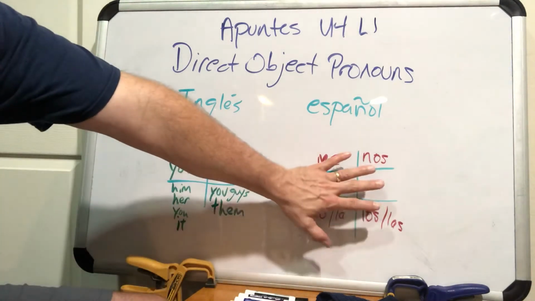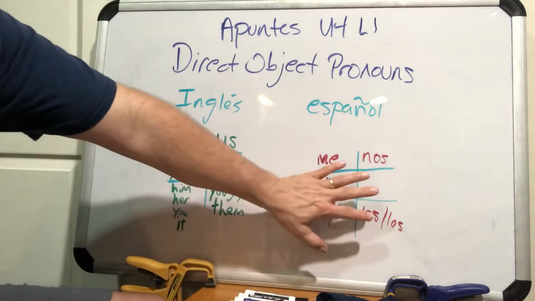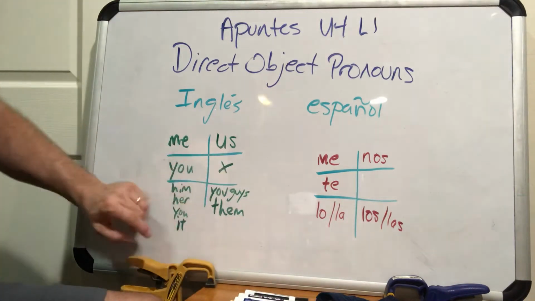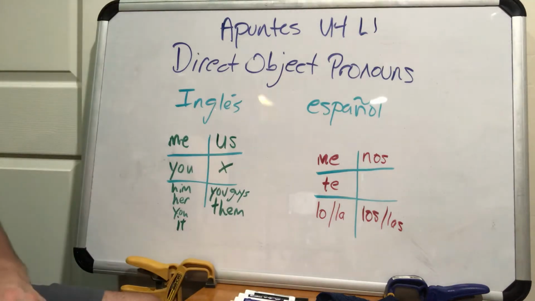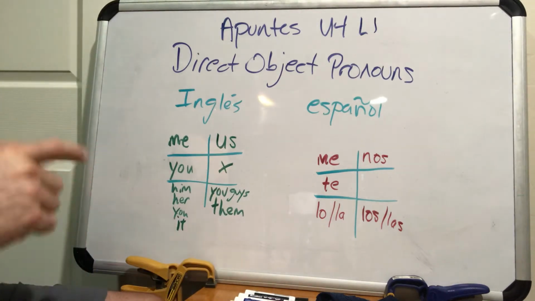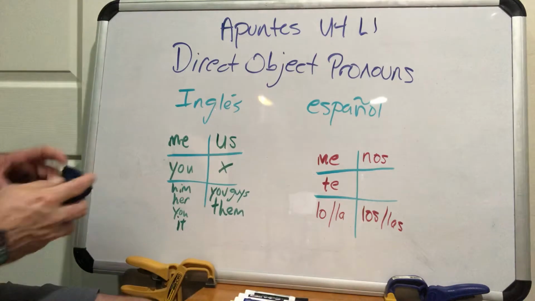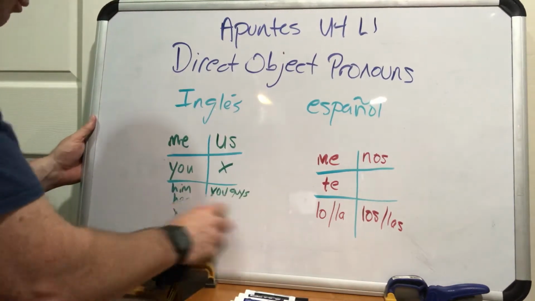Now you know what they are in Spanish. If you're ever trying to figure it out in your head, figure out what it is in English, and be like, oh, it's him. Then you know it's got to be down here, so it has to be the lo. Okay? Okay, so let's go over where these pronouns are placed when we put them in a sentence.